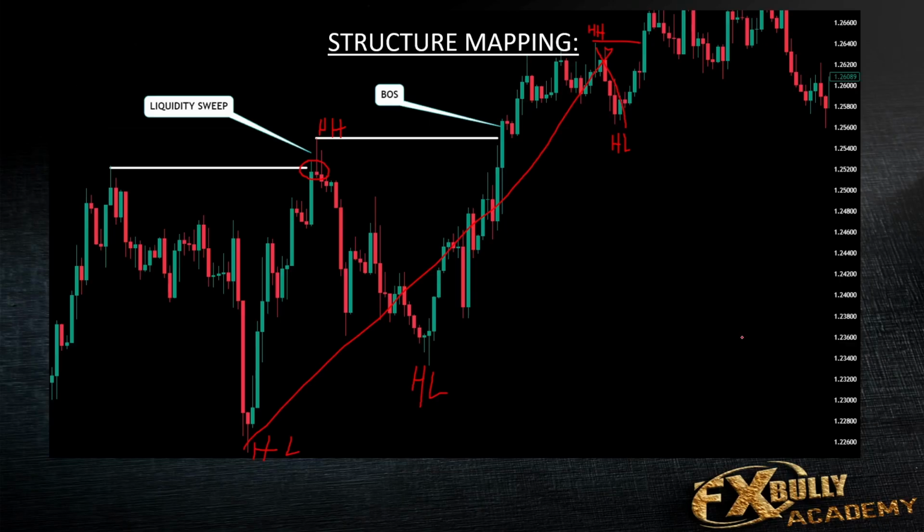Then map your structure that way. Anything that doesn't have a candle closure above is a sweep. And when we have a closure above that higher high, that's where we say we have a BOS. So that is how we mark our structure.